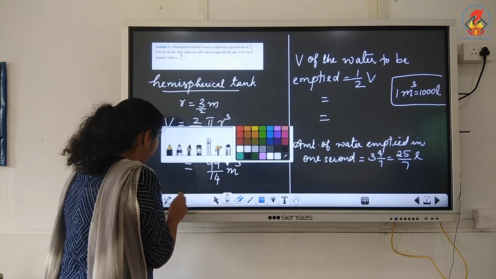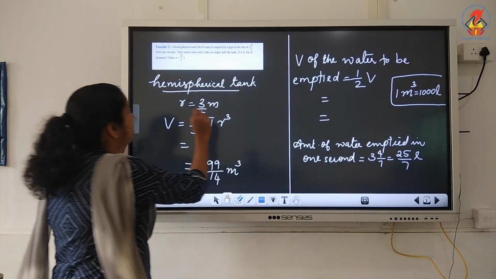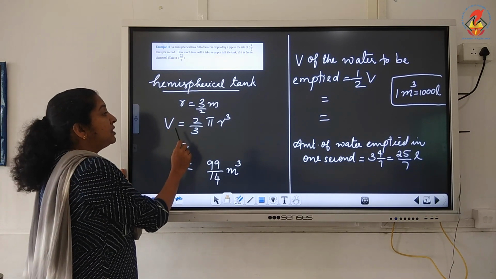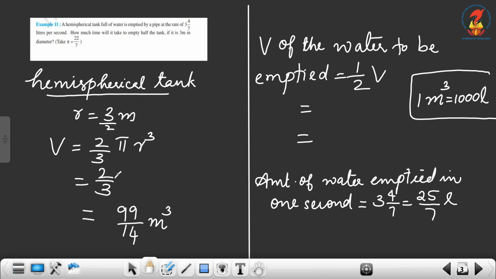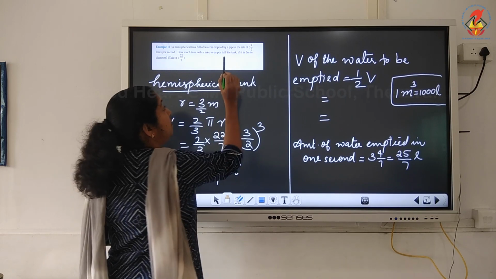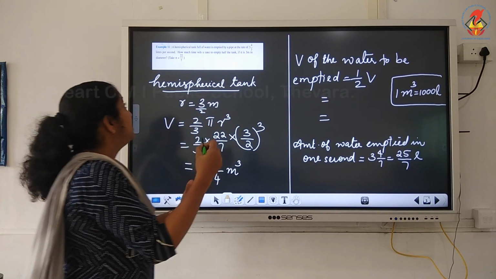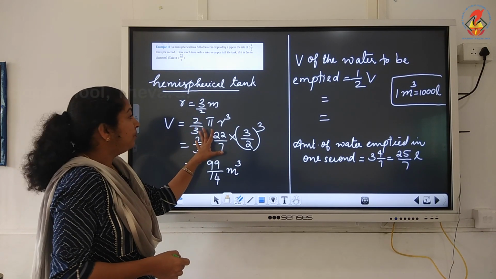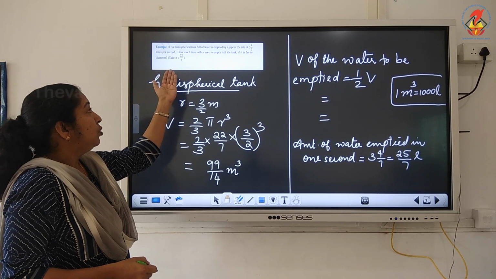So, what is given here? Hemispherical tank. Radius is given as 3/2 meter. Volume is 2/3 pi r cube, which is 2/3 into 22/7 into 3/2 whole cube, which is equal to 99/14 meter cube. And what is given is that the water is emptied by the pipe at the rate of 3 4/7 liters per second.